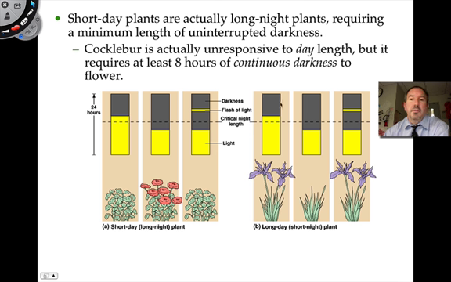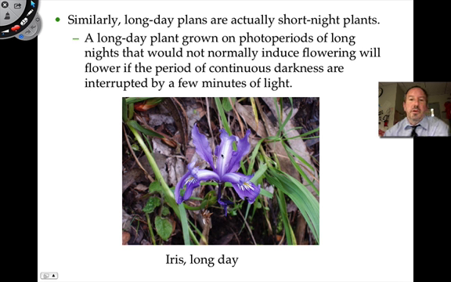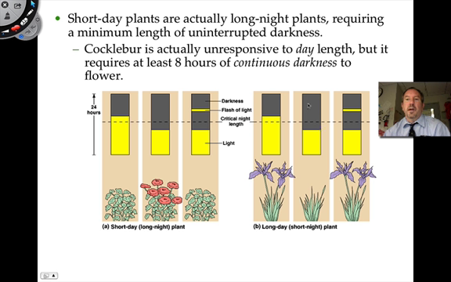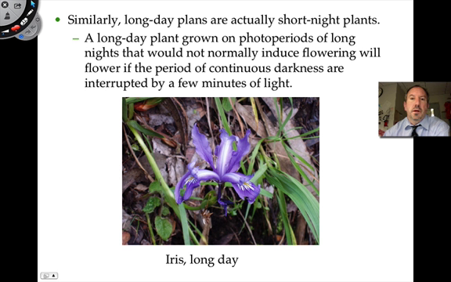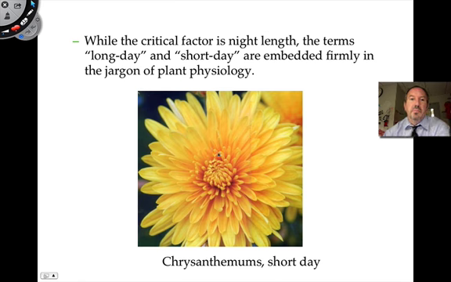And so it needs a short night. So if you interrupt it with a flash here, it thinks it's a short night, and it will also flower. And so here's a beautiful picture of a Douglas iris right here. So it happens to be a long day plant, which is actually, if you're following this, it requires a long day. It really requires a short night for it to work. And so it flowers on photoperiods that are short nights. And so the chrysanthemum requires a long night for it to grow, and it's a short day.